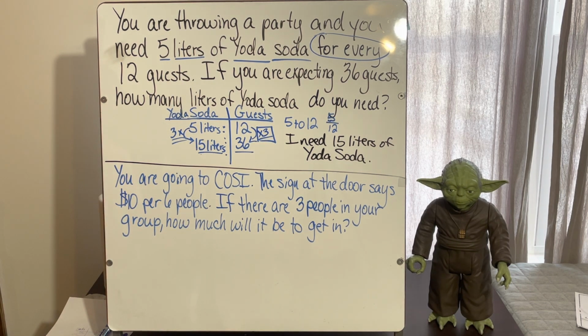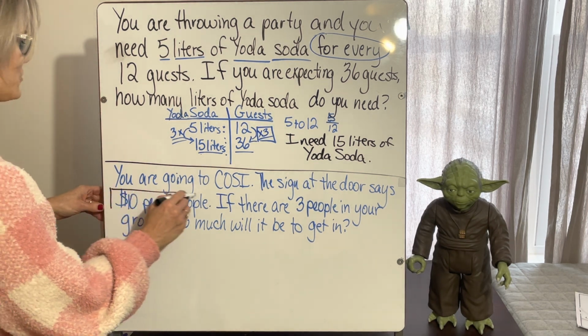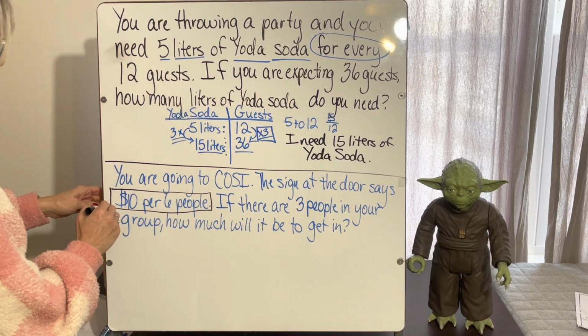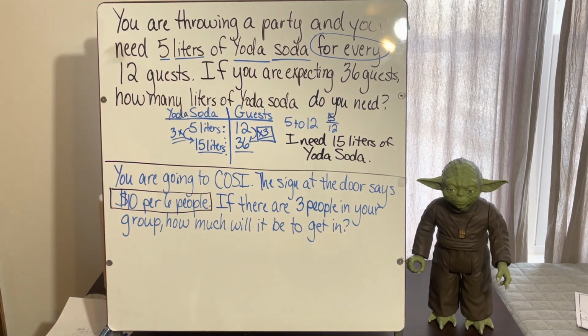If there are 3 people in your group, how much will it be to get in? All right, so you've got this sign, and that's pretty cheap to get into COSI. Usually it's, I don't know, maybe like $15 a person. Wow, I would go if it was only $10 for 6 people.